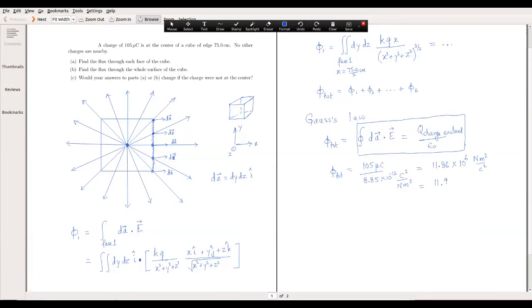mega or 10 raised to 6 Newton meter square over. One of the Coulomb cancels out, right? So there's a Coulomb also here, so one of the Coulomb cancels out. So that's your total flux.